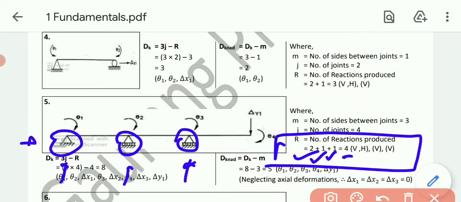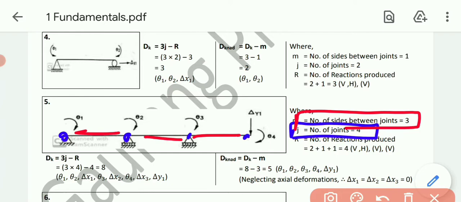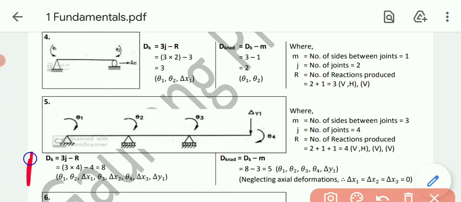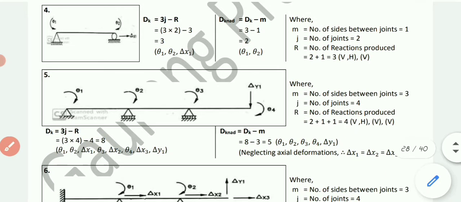Now j, the number of joints: 1, 2, 3, 4. j stands for the number of joints, and m, the number of members between the joints: 1, 2, 3. So the number of members equals 3. Now let's put the values in the formula. DKI, that is 3j minus r, j stands for 4, r stands for 4, so 3 times 4 minus 4, so 3 into 4, 12, 12 minus 4, the answer will be 8. Now which 8 displacements will be produced, that we have to carry out.